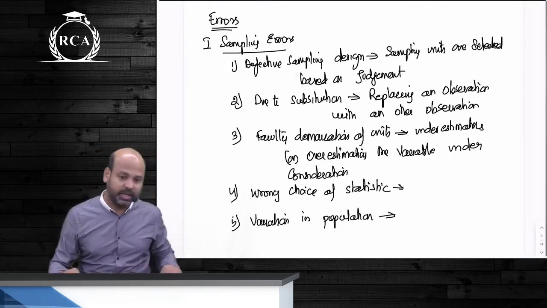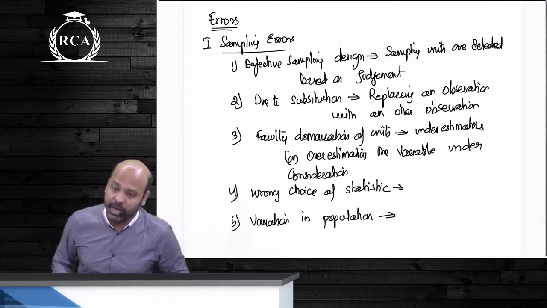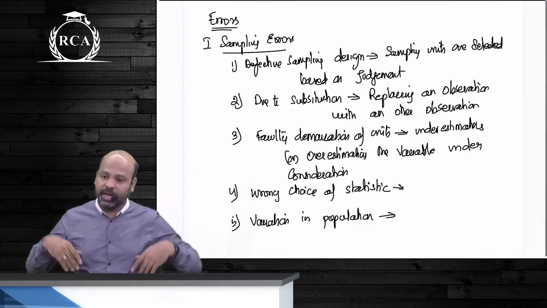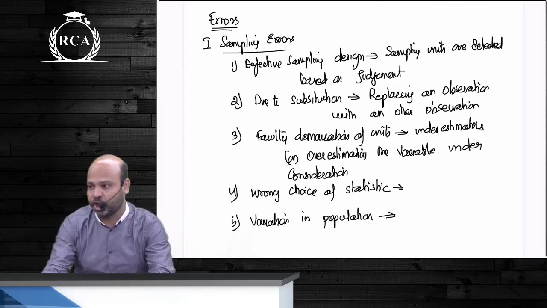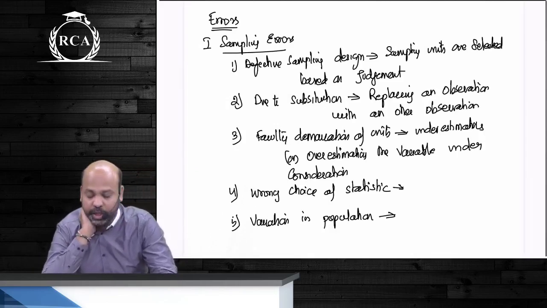Then guys, as far as errors are concerned, we have divided errors into 2 categories. One that arise only under sampling. The others that arise whether it is complete enumeration or sampling. Under sampling errors, there are 5 categories. The first one is faulty sampling design.